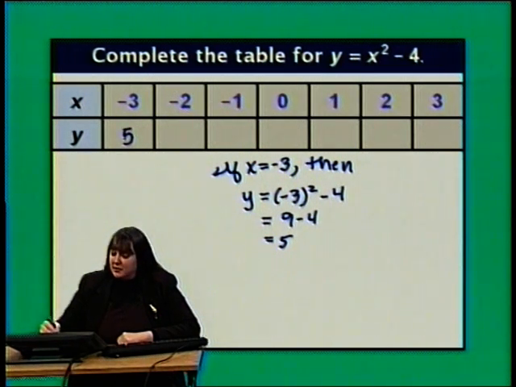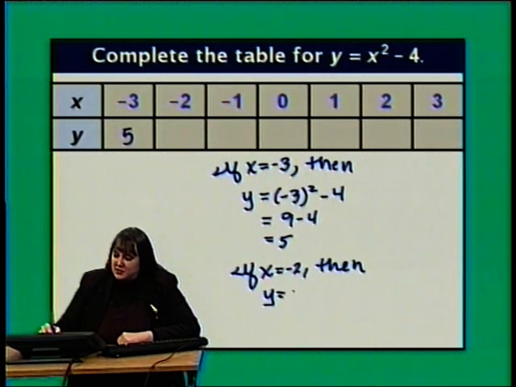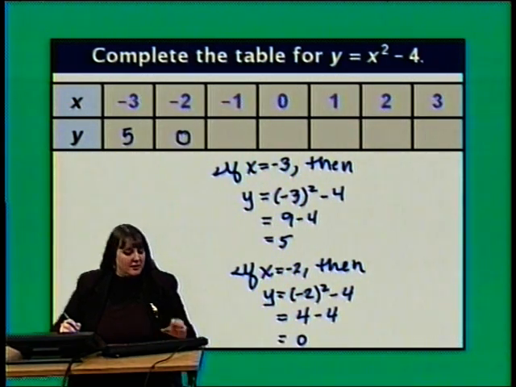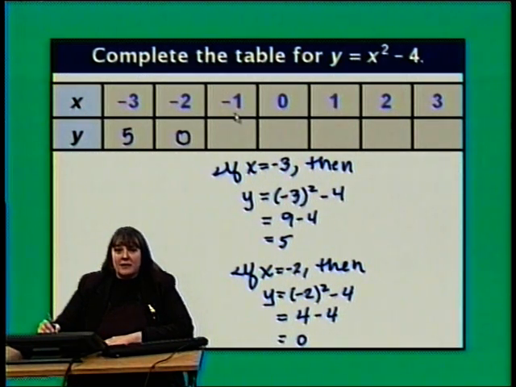What about if x is -2? Well, if x is -2, then y is going to be the square of -2 minus 4. The square of -2 is 4, and 4 minus 4 is 0. Let's try to do some of these in our head. What if x is -1? Well, then y is going to be the square of -1, that's +1, and 1 minus 4 is -3. So when x is -1, y is -3.